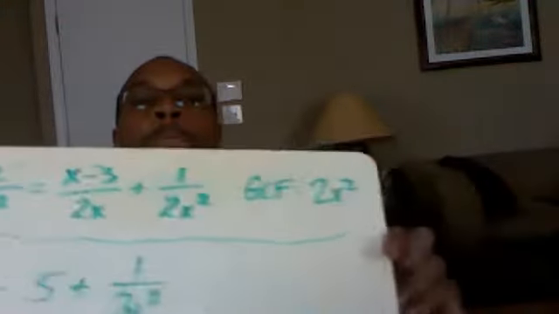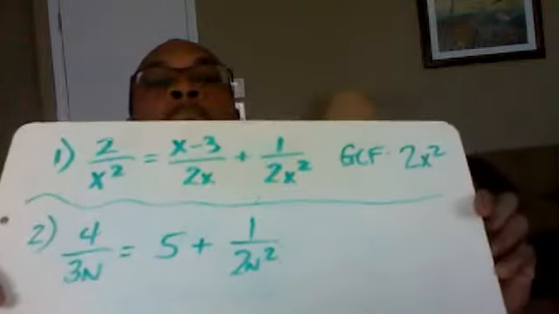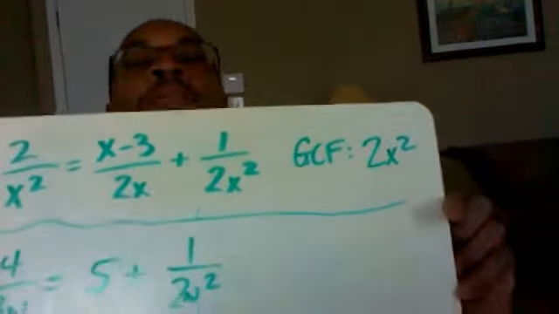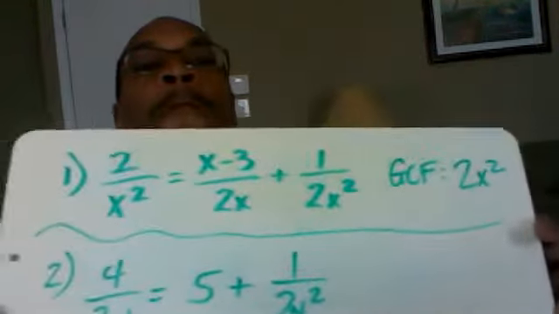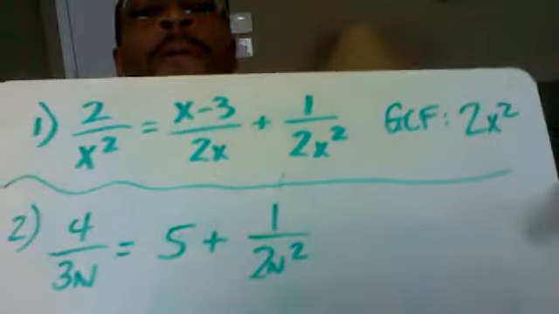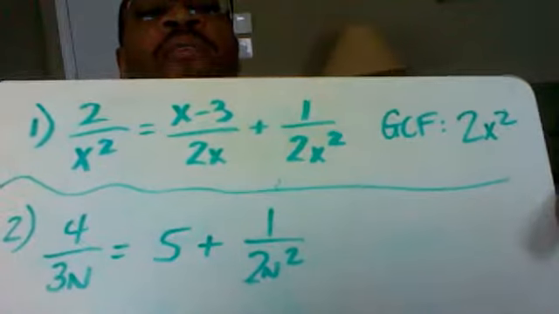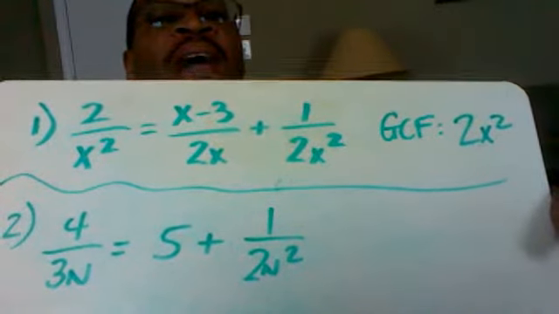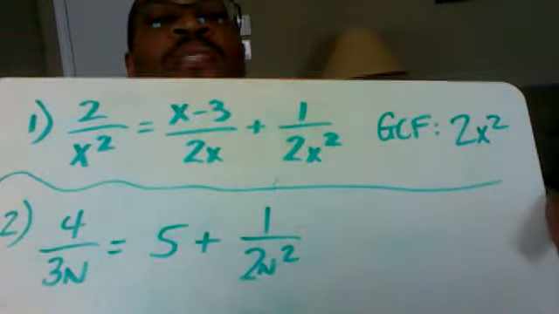Give me a second to write it down. Alright. This will be problem 2. Let me change the camera so you can see it better. Alright, so it's 4 over 3n equals 5 plus 1 over 2n squared.